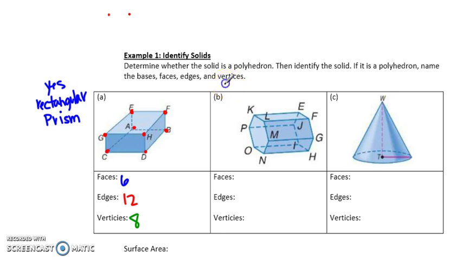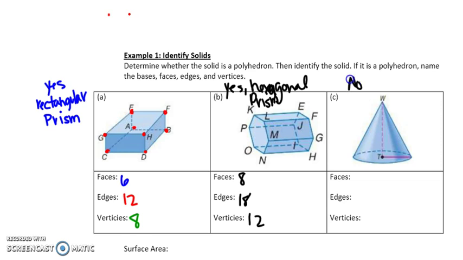So this one is a polyhedron, and it has a 6-sided base, so it is a hexagonal prism, and it has 8 faces, 18 edges, and 12 vertices.